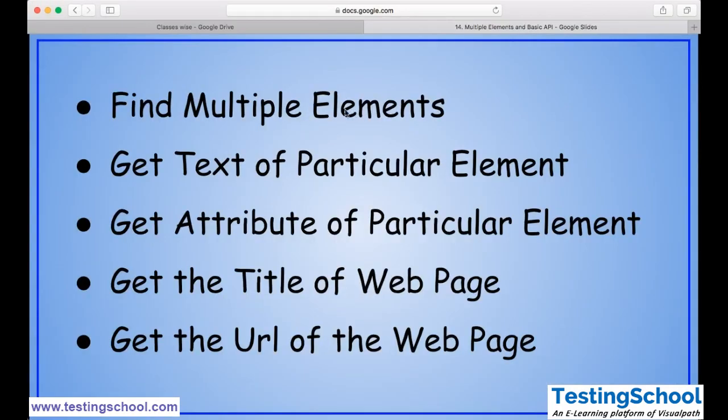So we discussed all these things: how to find multiple elements, get the text of a particular element, get attribute, get title, get URL, and we have seen get page source also.